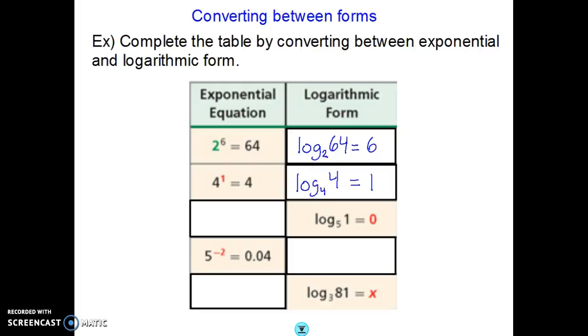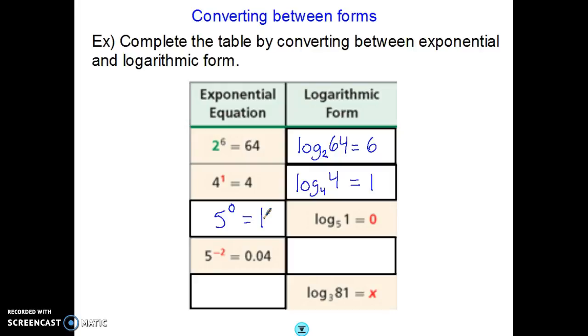Now we can also go the other way. Well, log base 5 of 1 equals 0. My base has to be 5 on my exponential equation, and I know that my log equals the exponent, so 5 to the 0 equals 1. Which, if you remember our exponent rules, that should make sense because anything to the 0th power equals 1.